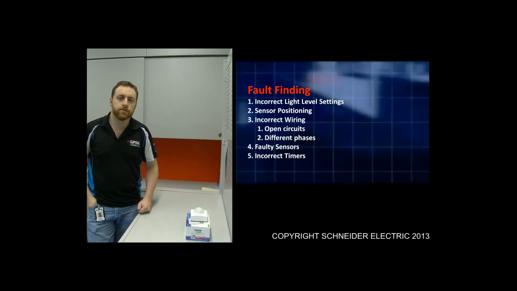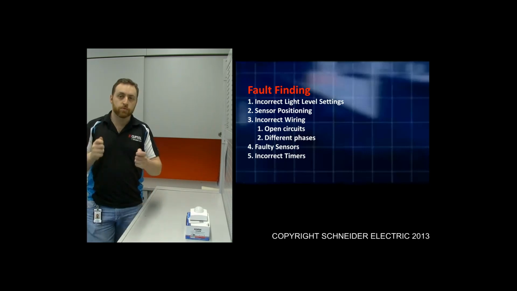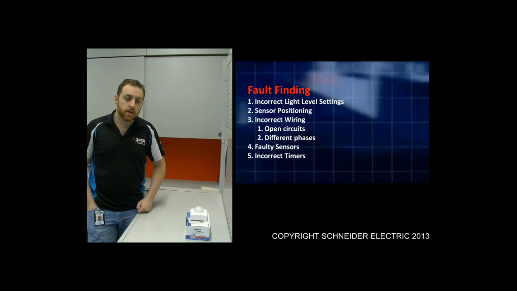If you're experiencing some issues on site, some of the more common causes that we've come across are the following. Incorrect light level settings programmed into the sensor. Possibly sensor positioning might be causing some problems. Incorrect wiring, so that could be open circuits, as well as connecting multiple sensors which are all controlling the one load to separate phases. Potentially you might have just a faulty sensor. And finally, which is probably not as common only because diagnosing it is relatively easy, is incorrect time settings.